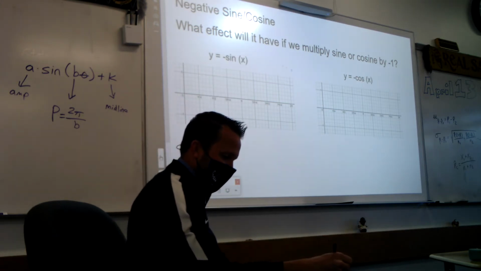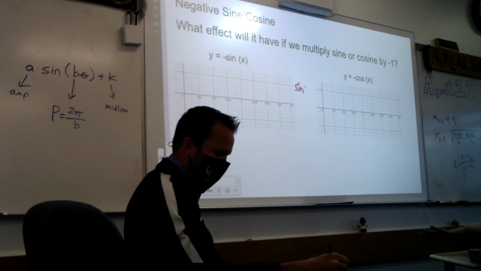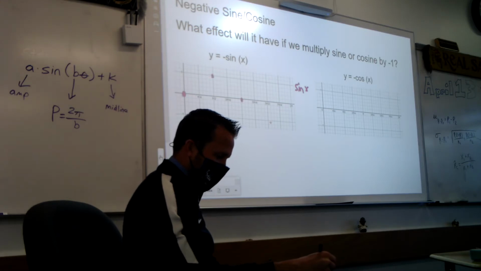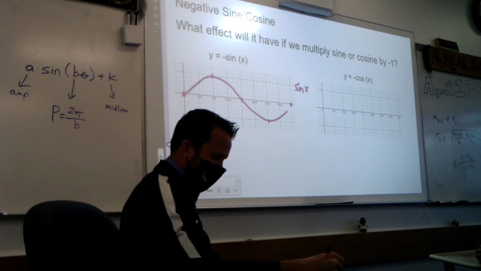Let's graph plain old sine. And you don't have to write this down. You can if you want. Sine starts at 0. It goes up, back to 0, down to -1, and then finishes at 2 pi. This is what sine of x looks like.